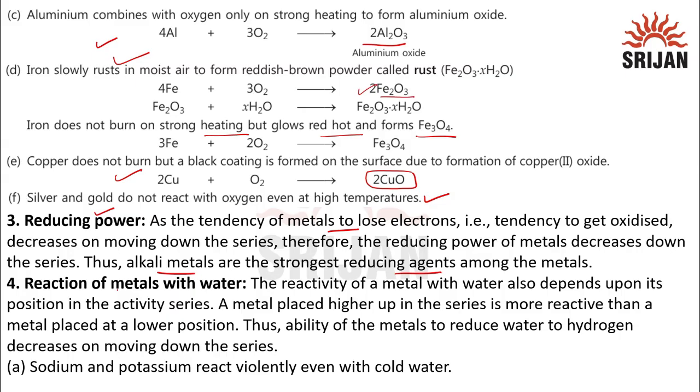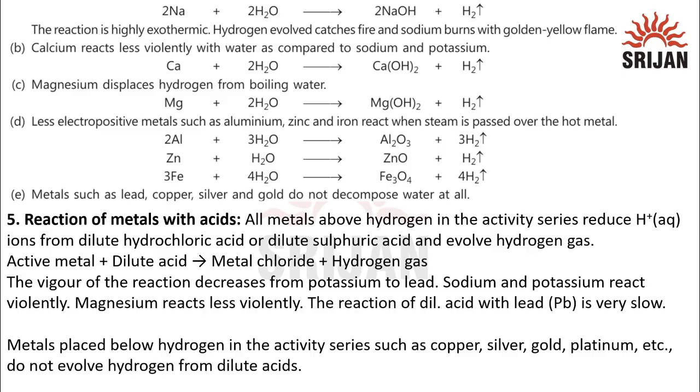Now the fourth property is the reaction of metals with water. The reactivity of metals with water also depends on the position of the metal in the activity series. As the element is present further down in the series, its ability to react with water decreases. For example, sodium when reacted with water reacts vigorously and forms sodium hydroxide and releases hydrogen gas.